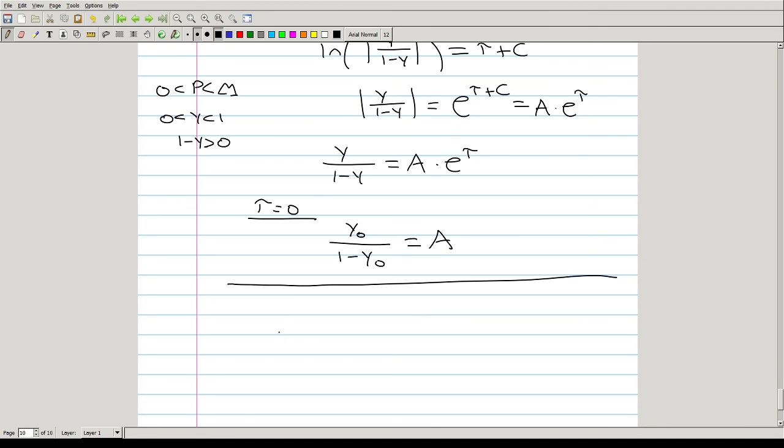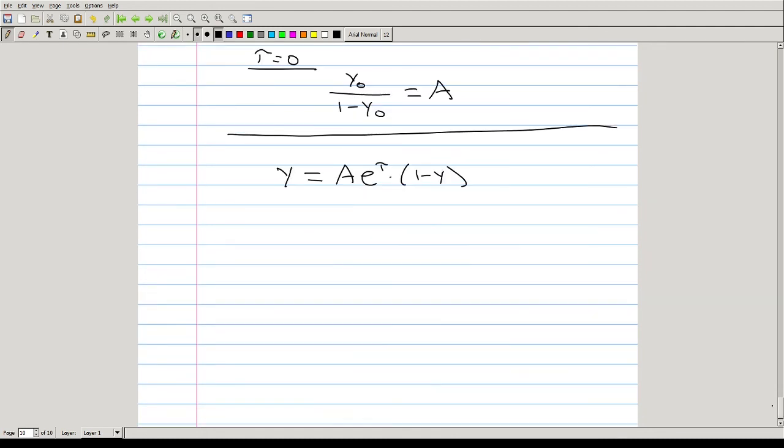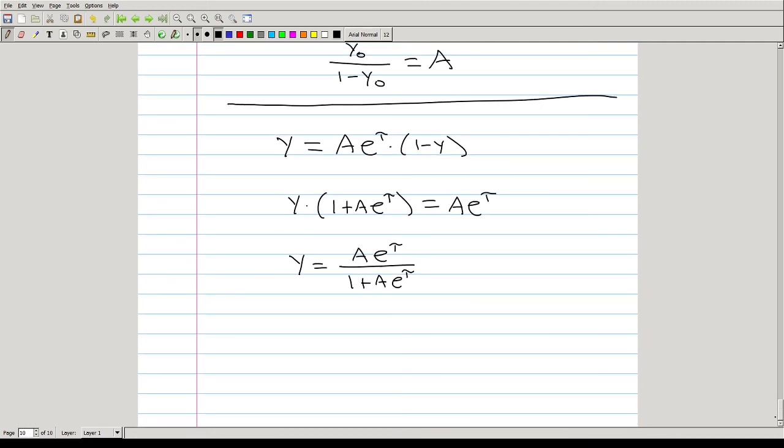And this also allows us to solve for the explicit form of our solution, because if we take this and rewrite it as y is equal to a e to the tau times 1 minus y, this is the same thing as y times 1 plus a e to the tau is equal to a e to the tau, which means that y is equal to a e to the tau over 1 plus a e to the tau. And this is the general explicit form of our non-dimensionalized solution.